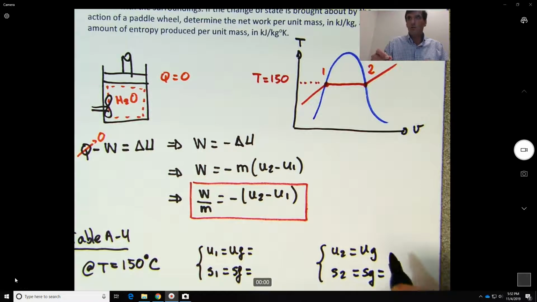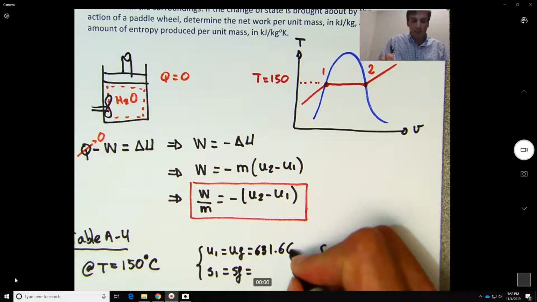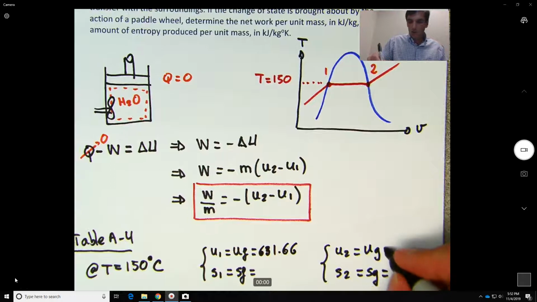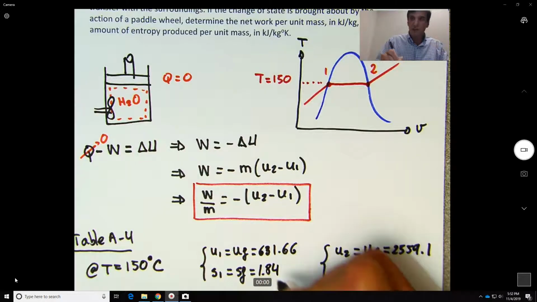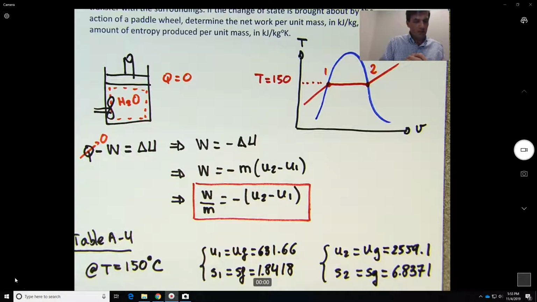This is U1 equal to 631.66. U2 will be equal to 2559.1. S1 is equal to 1.8418 and S2 is 6.8371. Okay.